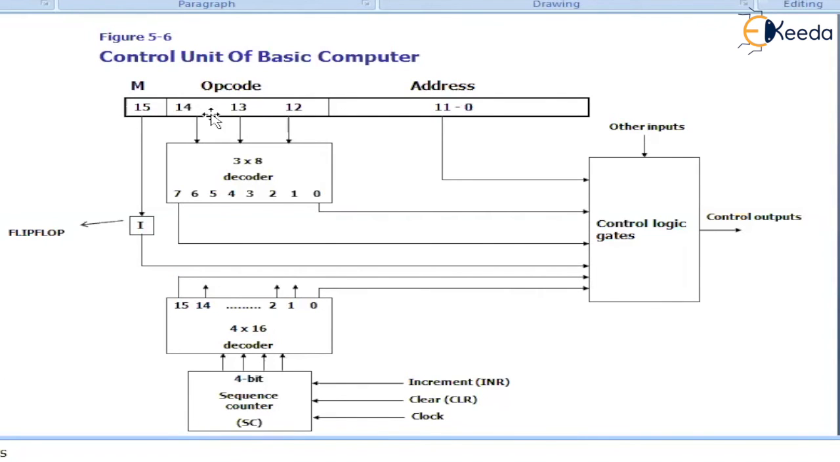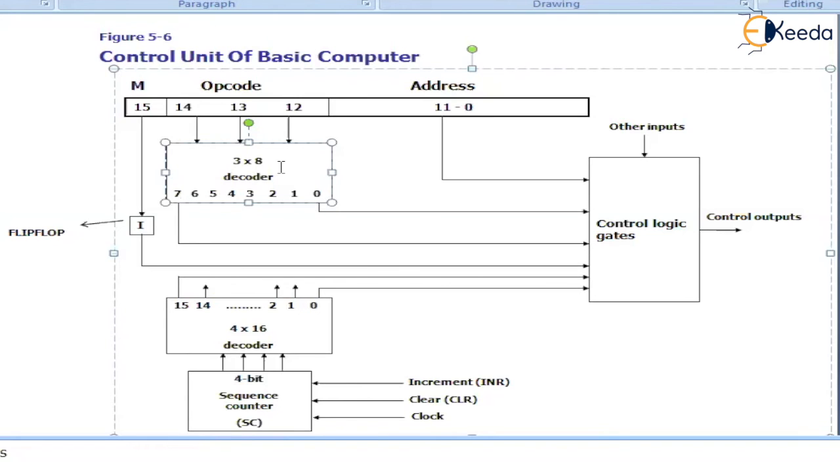The opcode is 000 to 111, right? But memory reference instructions are from 000 to 110 only. That means only from D0 to D6, memory reference instructions are there. But for D7, there won't be a memory reference instruction. When D7 gets enabled, that means in the opcode we do have 111. If it is 111, it cannot be a memory reference instruction.